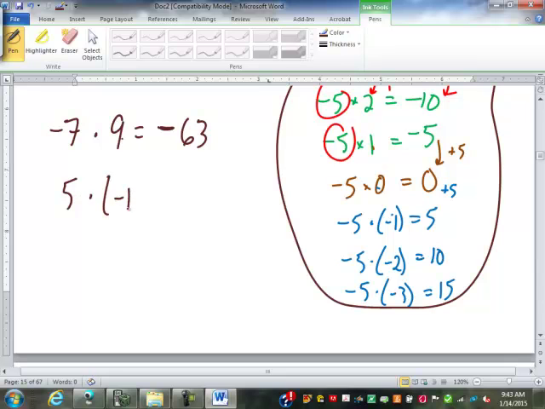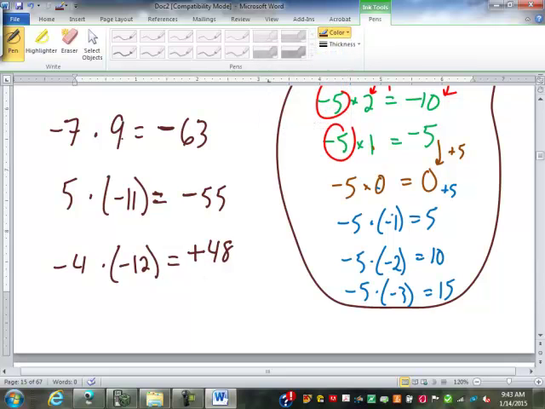How about 5 times negative 11? Well, first of all, positive or negative. Careful. There's one of each, one positive, one negative, so it's going to be negative. 5 times 11 is 55. How about negative 4 times negative 12? Positive or negative? That'll be positive. 4 times 12 is 48. So that's a positive 48.